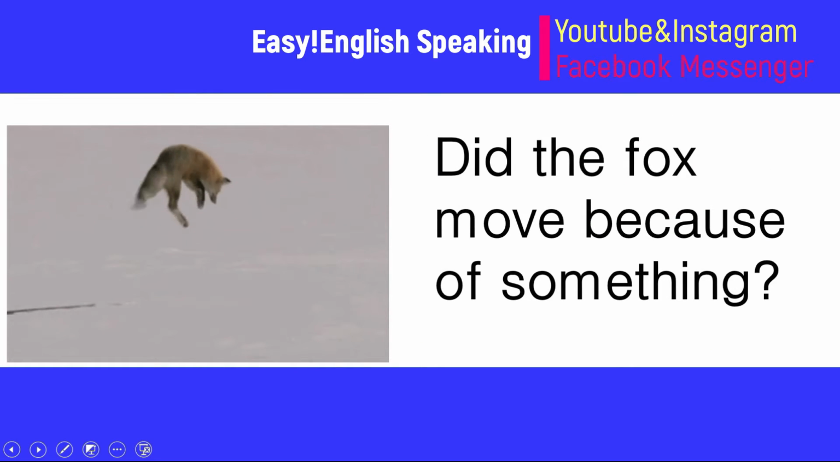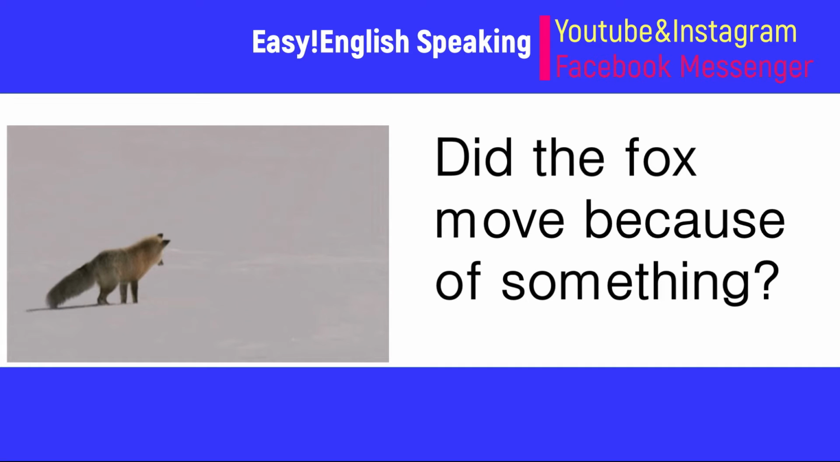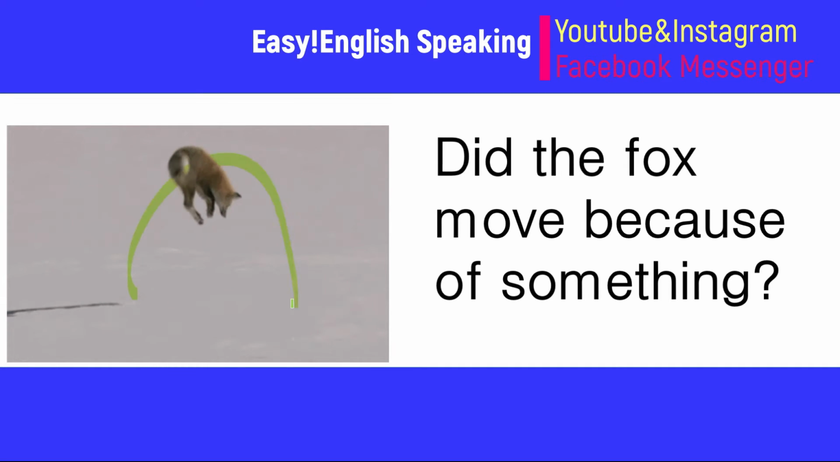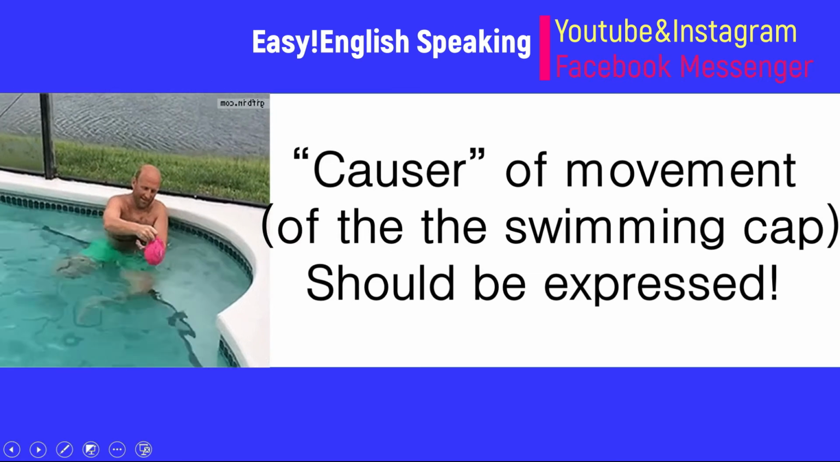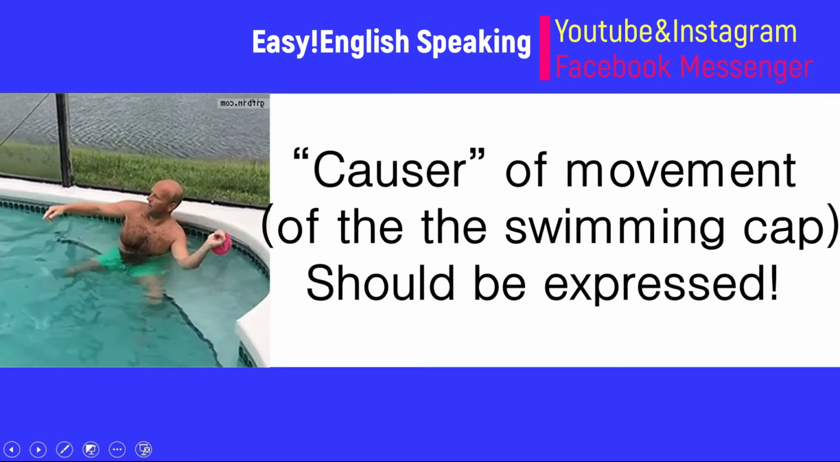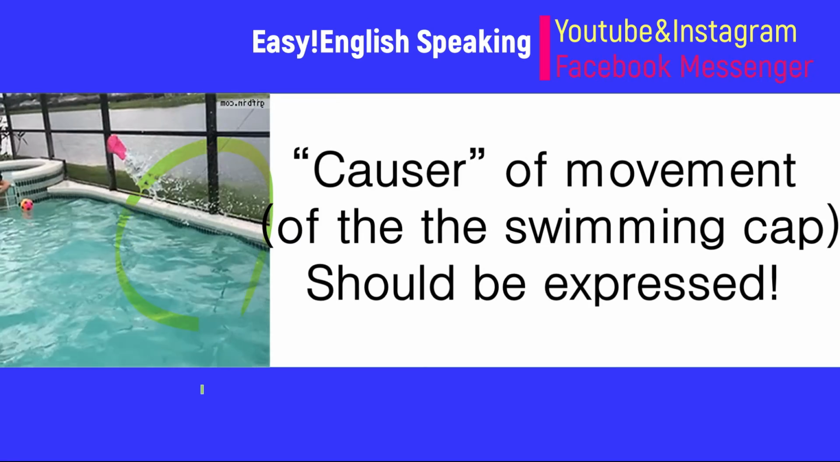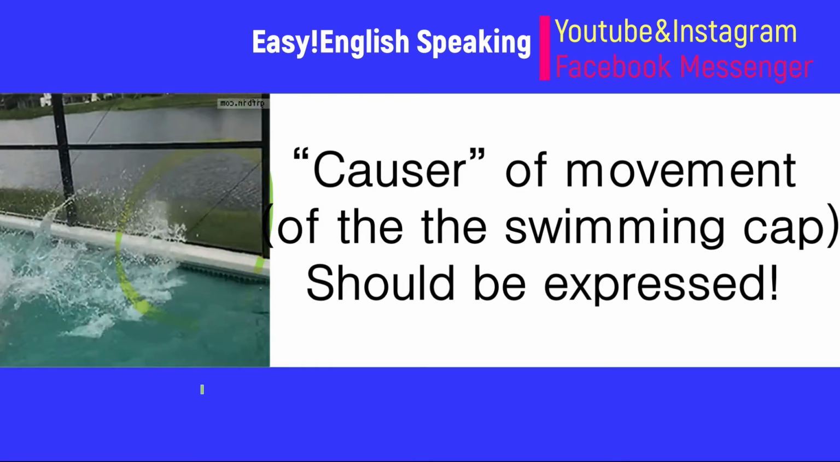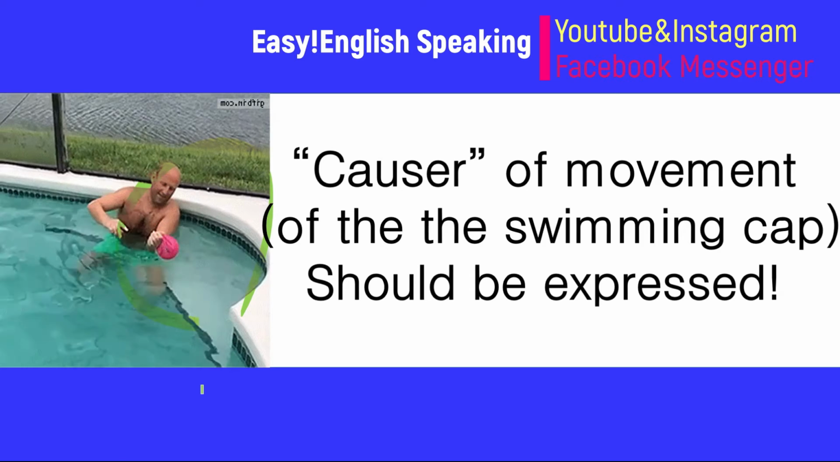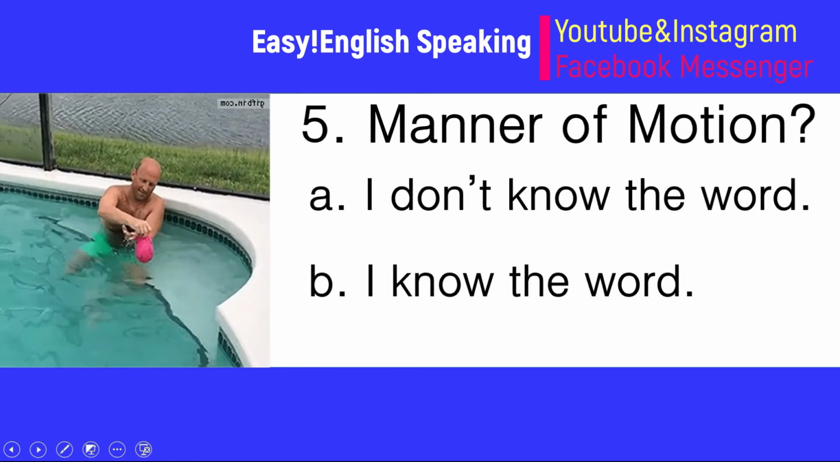How about this one? Let's compare it with this picture. Did the fox move because of something? Did something make the fox jump into the ice? No, the fox voluntarily jumped. There's nobody around the fox, right? So the fox moved because of himself, by itself, right? However, in this picture, the swimming cap was moved by this man, so the causer of the movement of the swimming cap should be expressed of the manner of the motion.